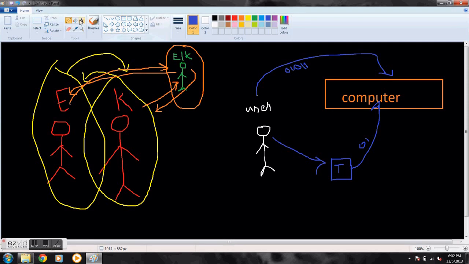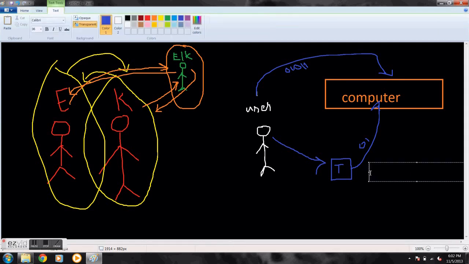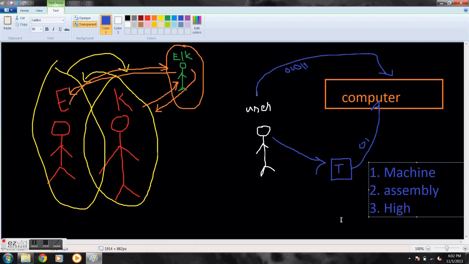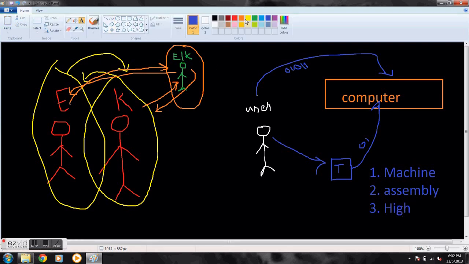Based on these things, we can divide the programming languages into three types. One is the machine level language. Second one is the assembly level language. Third is the high level language. What is machine level language, assembly level language and high level language?